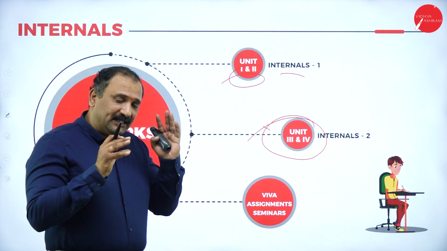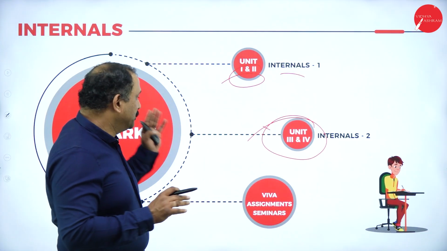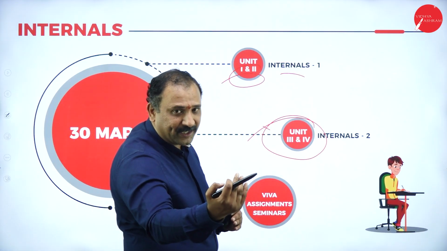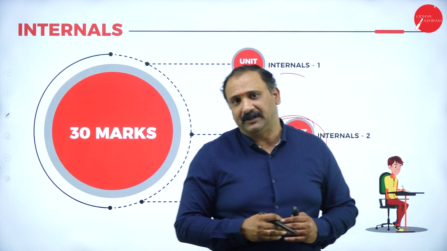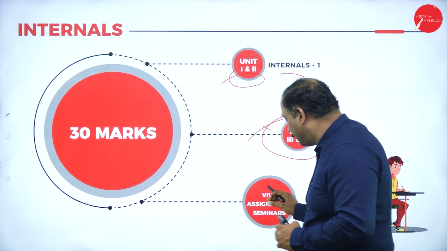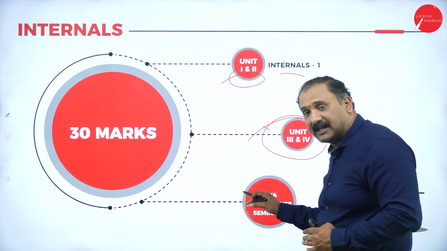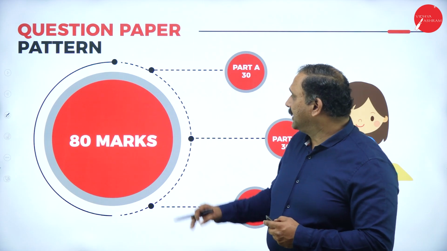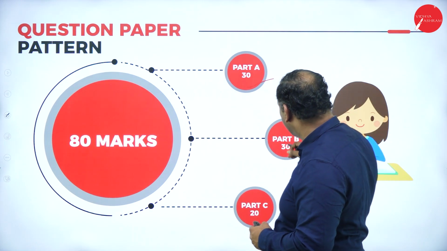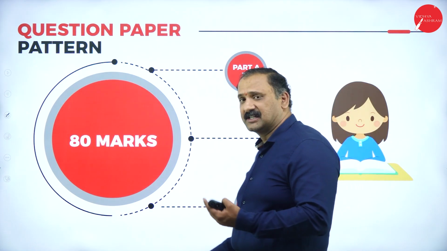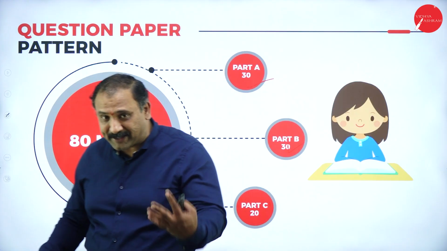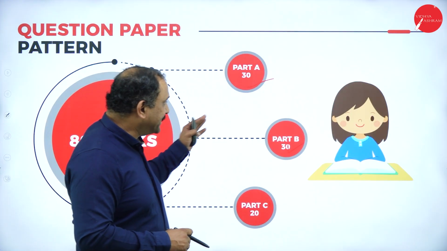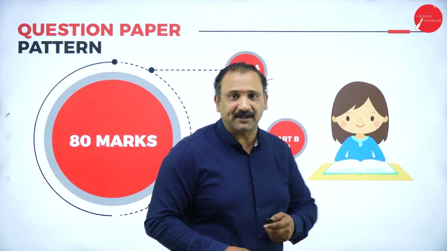Why? Because 90% of the time, your internal marks will boost you to score your external very well. So don't lose out on the 30 marks, and also be present for your Viva, assignment and seminars, which can help you to boost your score in this paper. Followed by the question paper pattern, you will have 30 marks, 30 marks and 20 marks. So this is again an 80 marks paper that we are expecting. Let's see if there are going to be any changes at the last moment. But if it's an 80 marks paper, this is what the pattern is going to be.